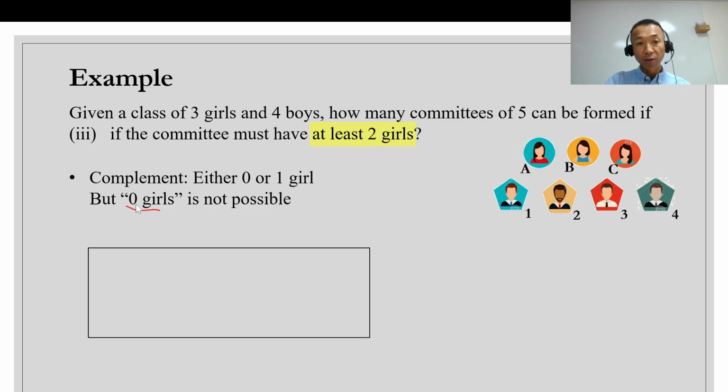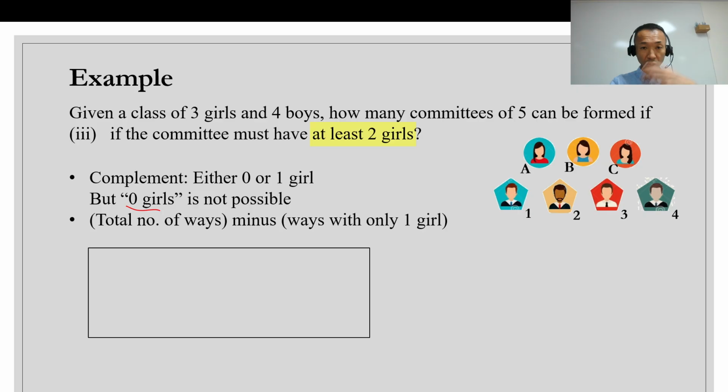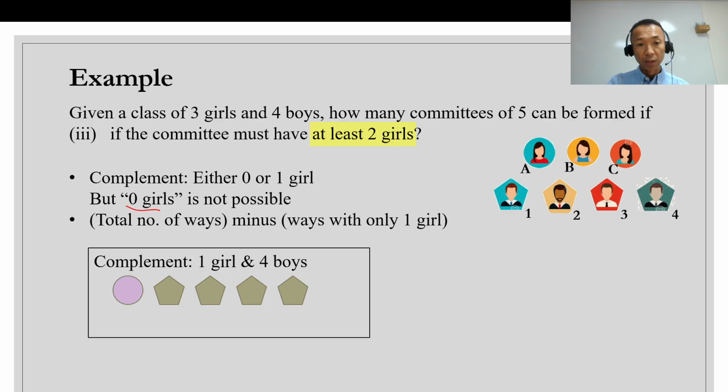It is not possible because if you have 0 girls, you must have 5 boys. But how can you have 5 boys when there are only 4 boys? So actually the complement case is only 1 girl. So we take the total number of ways minus the number of ways with only 1 girl. Right? How many ways can I form a committee with only 1 girl? 3 choose 1. Right? Because out of 3, you choose 1. Right? And out of 4, you choose 4.